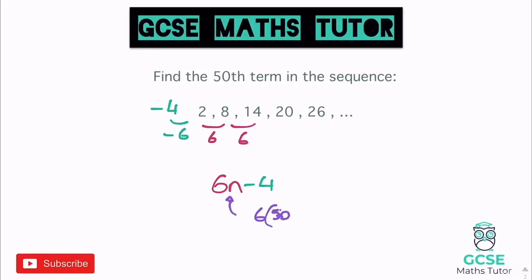6 lots of 50, take away 4. 6 times 50 is 300, and 300 take away 4 leaves us with 296 as our 50th term in the sequence.